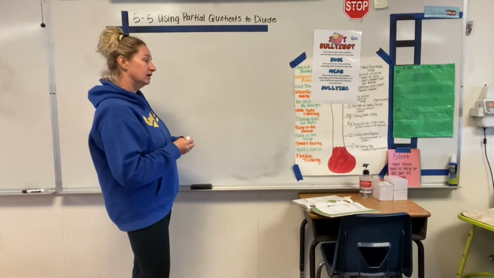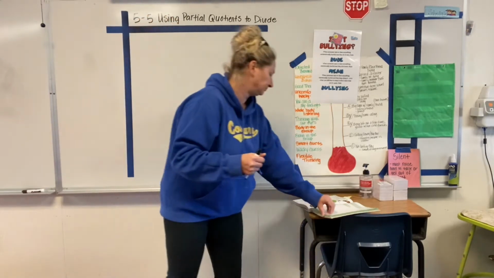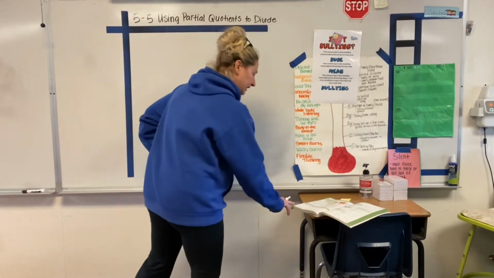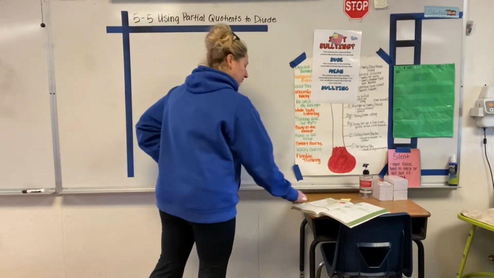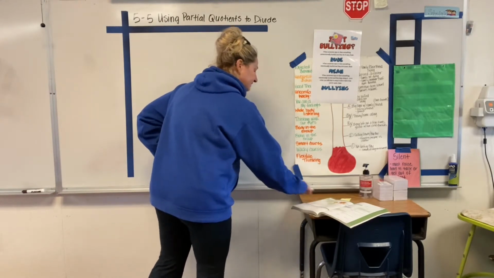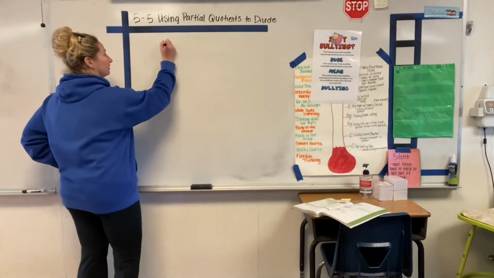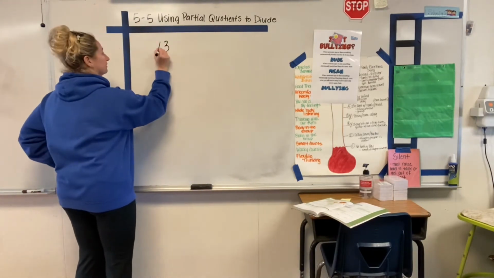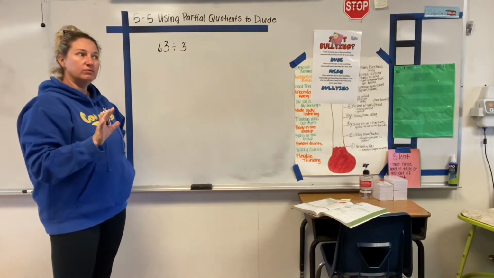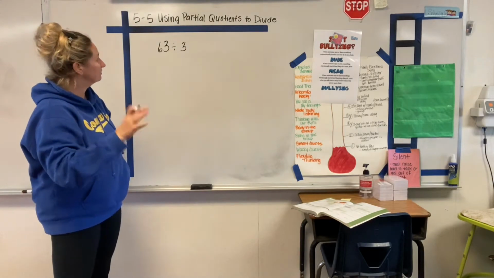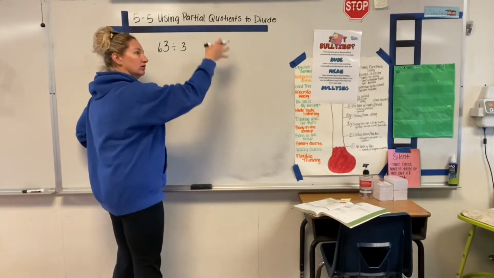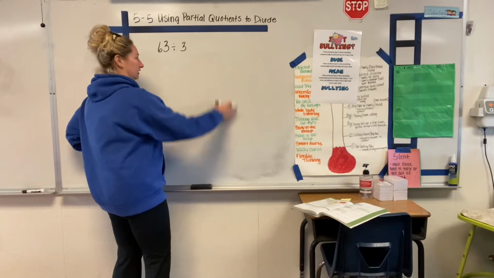Okay, so let me show you one way to do that. If I'm on page 186 in your math book, and I'm looking at this first example, it says 63 divided by 3. Okay, so now when we divide, we're going to write the problem vertically.